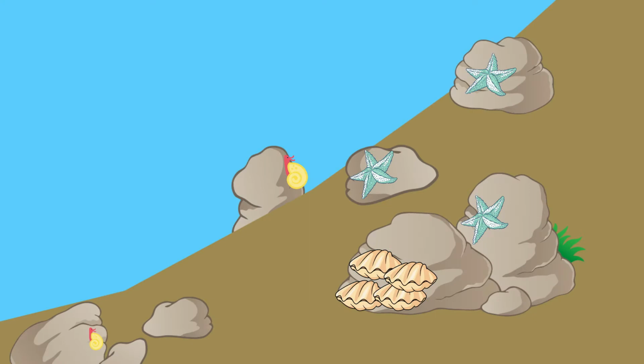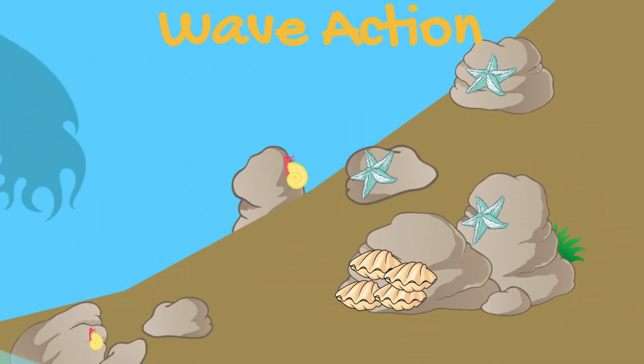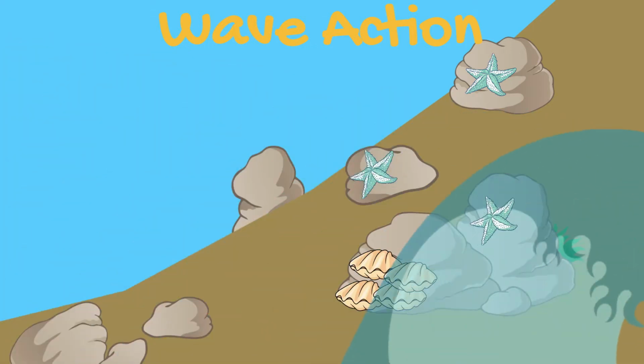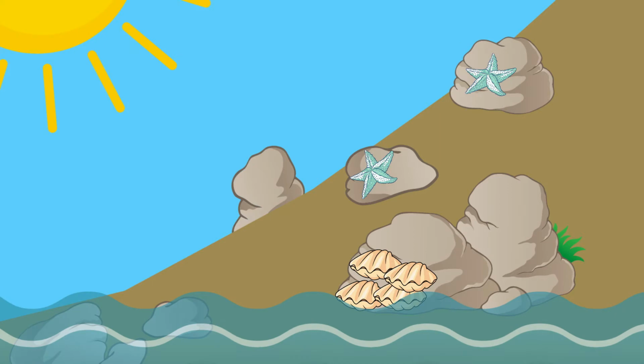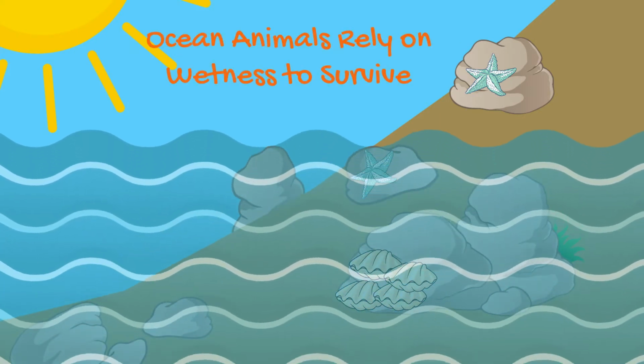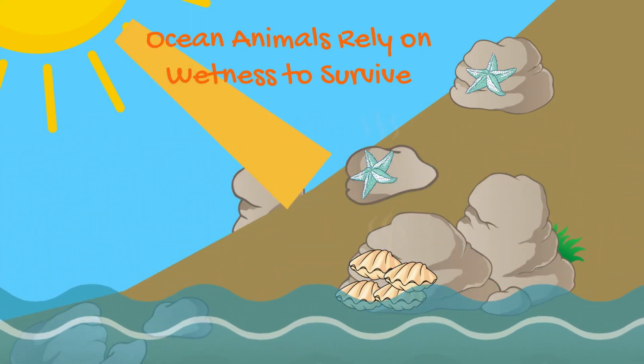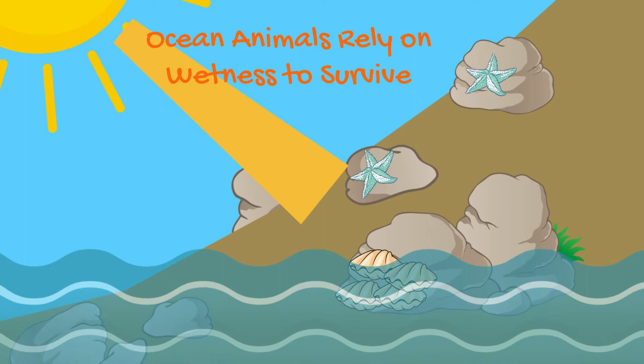Wave forces, often referred to as wave action, can put a lot of continuous pressure on creatures in the intertidal zone, especially during low tide. During low tides, the breaking waves will pummel creatures in the exposed areas. Most ocean creatures rely on wetness to survive. With the tides rising and falling about twice per day, animals must be ready for drier conditions at the low tide on a regular basis.